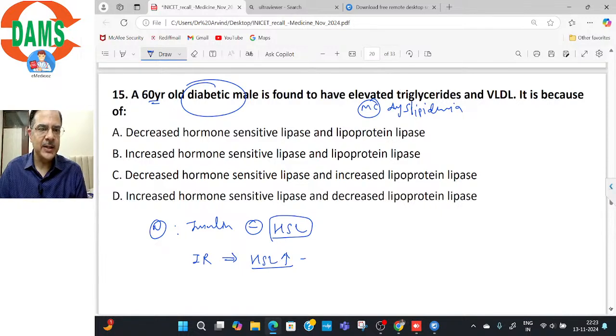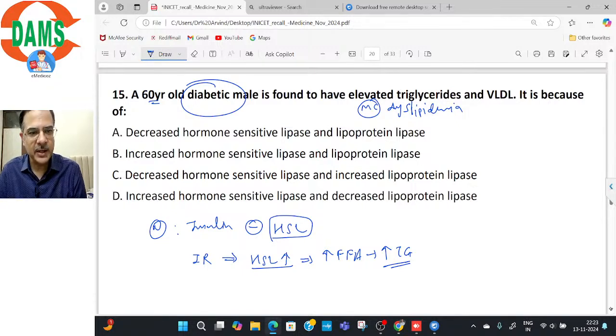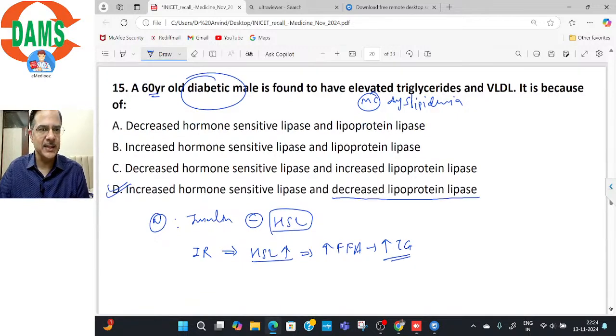If this activity is increased, there will be more free fatty acids, and more free fatty acids will synthesize more triglycerides in the liver. So they will spill into the circulation. So high triglyceride is due to high free fatty acids due to increased activity of hormone sensitive lipase. Also, because of insulin resistance, there is decreased lipoprotein lipase, so that will increase the VLDL levels. So the main biochemical defect is increased hormone sensitive lipase activity and decreased lipoprotein lipase due to insulin resistance.